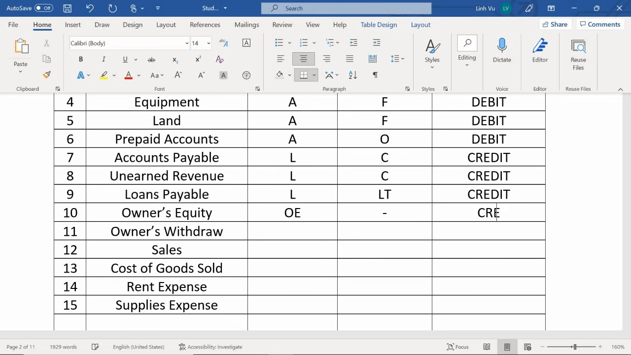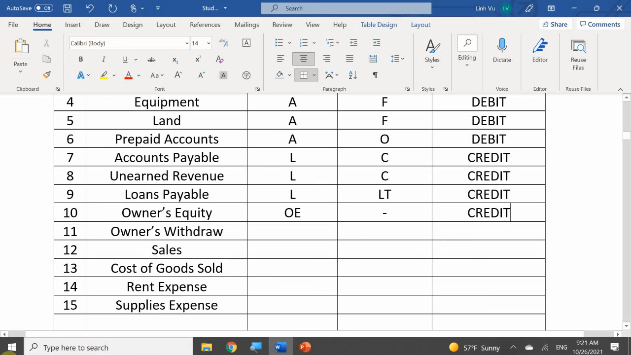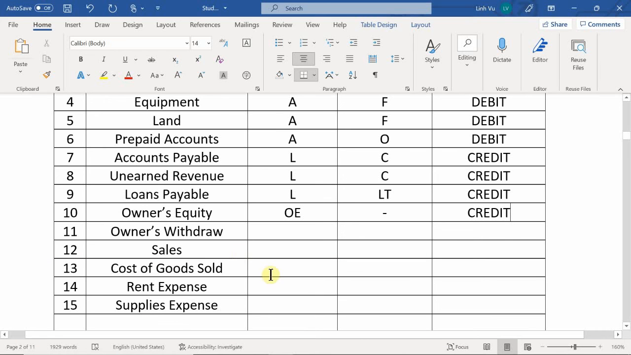Credit. It would be a credit. Good. Now, let's take a look at this one. What about an owner's withdrawal? What kind of account is owner's withdrawal? An expense? It's not an expense. Owner's equity. It is owner's equity, okay?